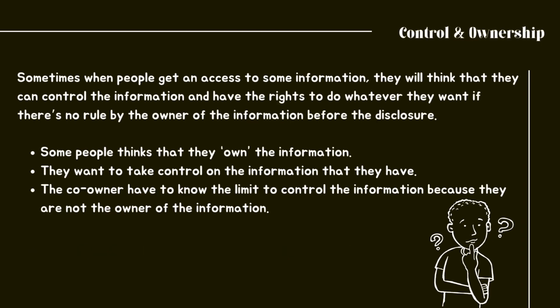Sometimes when people get access to some information, they will think that they can control the information and have the right to do whatever they want, if they were notified by the owner of the information before the disclosure. Some people think that they own the information. They want to take control of the information that they have. The co-owner has to know the limit to control the information because they are not the owner of the information.